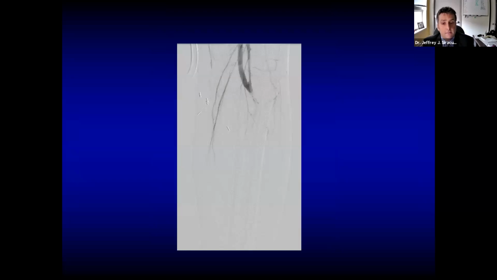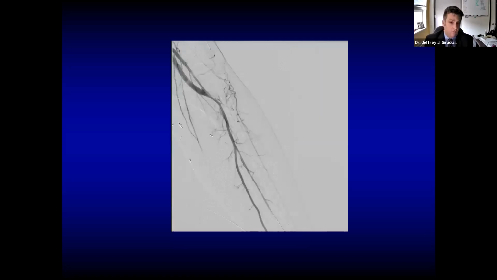This is another case. This is a bypass which didn't have great flow at the end of the case, and you see it's open again by retrograde filling distally. The artery was thickened on the inside more than appreciated initially, most likely an issue from the clamp. Either you take this down further and go further down in the bypass, or you can do something endovascular. So we got a wire down, performed an angioplasty, and had a beautiful result afterwards.